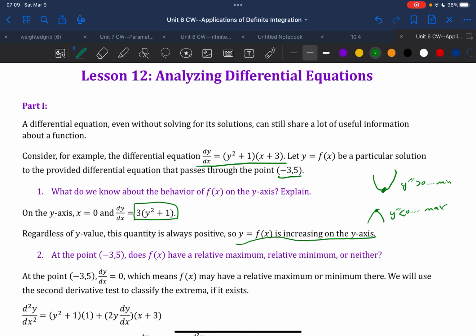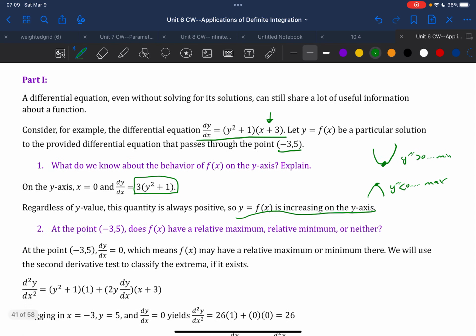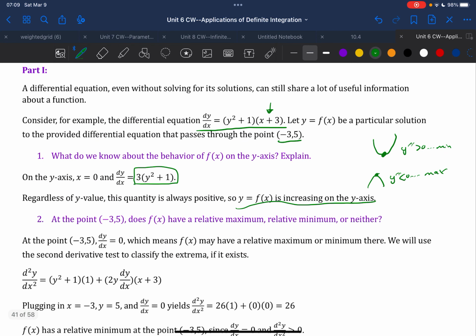And you've got to do the product rule here. So it's y squared plus 1 times the derivative of x plus 3, which is 1, plus the derivative of y squared, which is 2y dy/dx. Remember to chain that. Times x plus 3. And we can plug in the point (-3, 5), and we already found that dy/dx was 0. So you can plug those all in.